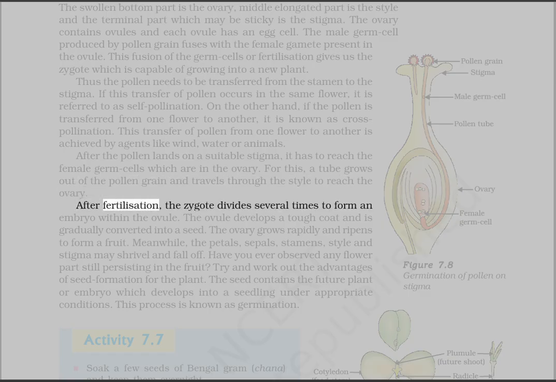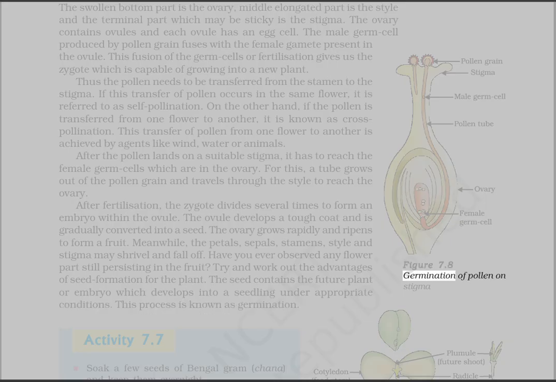After fertilization, the zygote divides several times to form an embryo within the ovule. The ovule develops a tough coat and is gradually converted into a seed. The ovary grows rapidly and ripens to form a fruit. Meanwhile, the petals, sepals, stamens, style, and stigma may shrivel and fall off. Have you ever observed any flower part still persisting in the fruit? Try and work out the advantages of seed formation for the plant. The seed contains the future plant or embryo which develops into a seedling under appropriate conditions. This process is known as germination.